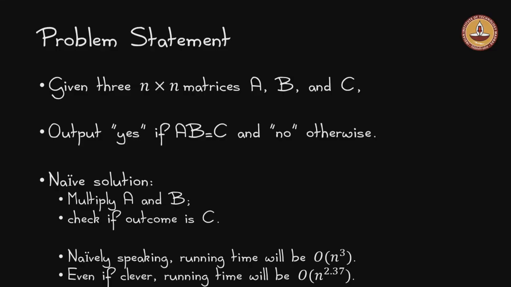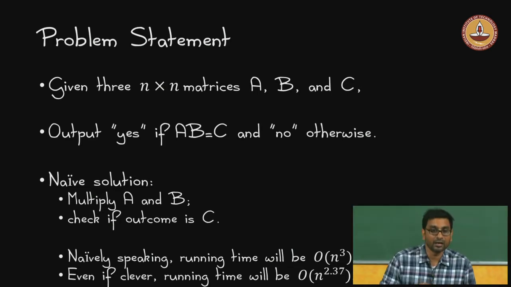For example, whether the algorithm is correct is going to be left out in this segment, and we will address that in a subsequent segment. So, here is the problem statement. You are given 3 n cross n matrices A, B and C, and you are asked to check if A times B equals C, and you have to output yes if A B equals C and no otherwise.